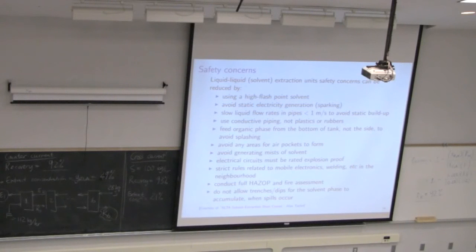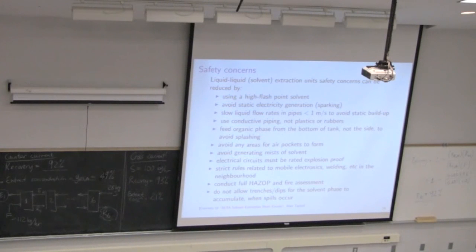Okay, so solvents are really tough to work with, and if we can minimize the amount that we need, we definitely want to do that. So here's some guidance given for solvent extraction systems. Pick a solvent that has a high flash point. Pick a system that will avoid static electricity generation. In other words, don't use plastic piping. Use metal piping that will conduct that electricity away. Feed your solvents from the bottom of the tank and not in the side to avoid splashing. Avoid any areas for air pockets to trap and create an oxygen source. Avoid generating mists, and all your electrical circuits around the solvents need to be explosion proof. That more than quadruples the cost of those electrical circuits. And then a full analysis of the hazard and fire assessment needs to be done.